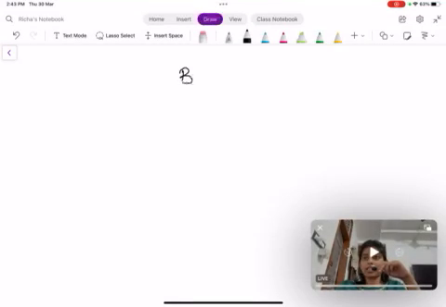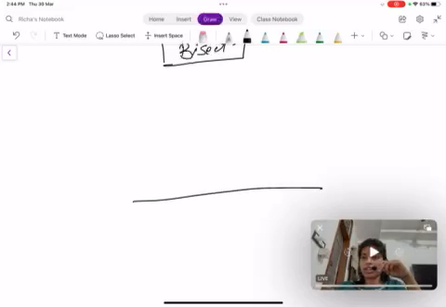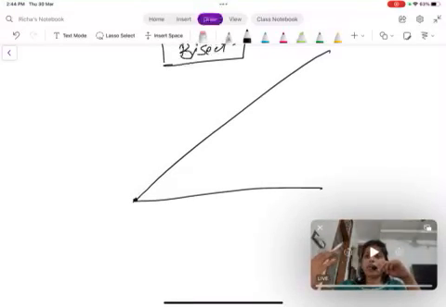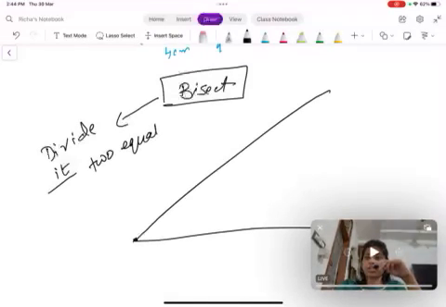Which is called bisect. Bisect. Suppose I am given any angle. It's just an angle. Draw any arbitrary angle, it can be anything, I don't even know the measure of the angle. But the only thing I want to do is bisect it. Bisect it means I want to divide it into two equal parts.